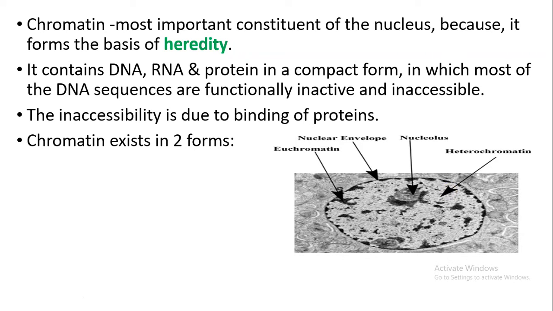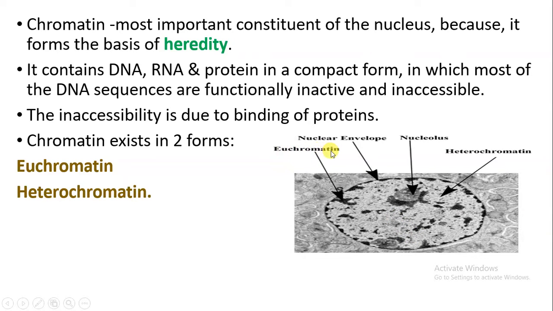On the basis of this, the chromatin exists in two forms. The very first is the euchromatin and the second one is the heterochromatin. When we see the chromatin stained using a nuclear stain, if it is dark, then that region is called heterochromatin. The region which is dark has received more stain, that is why it is dark and is called heterochromatin. And the region which is light, where the stain is very little, is called euchromatin.